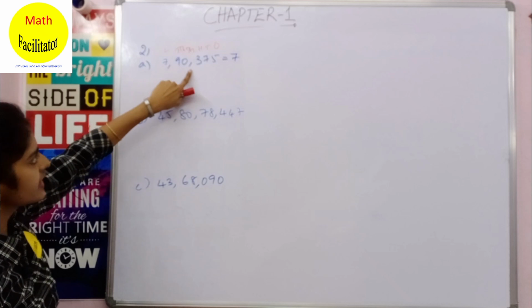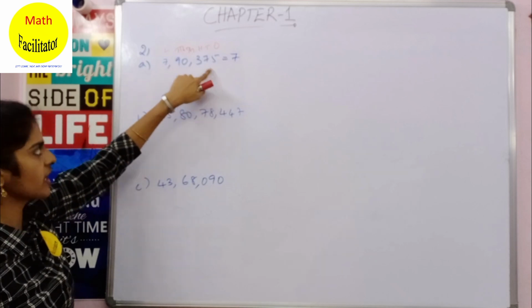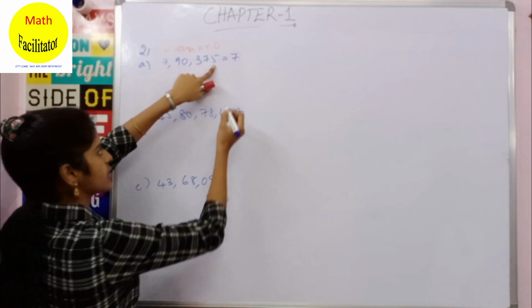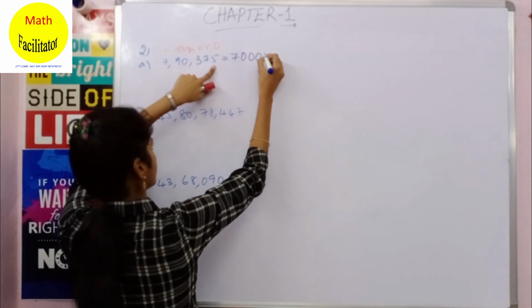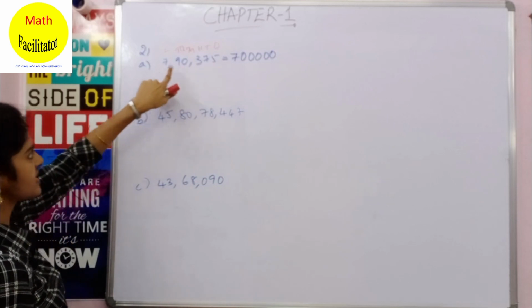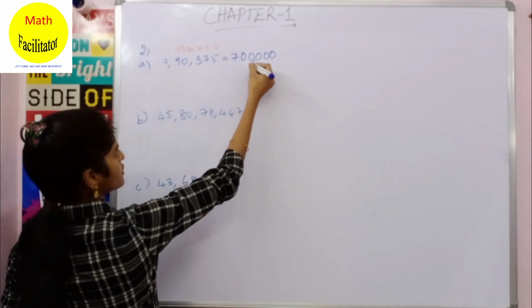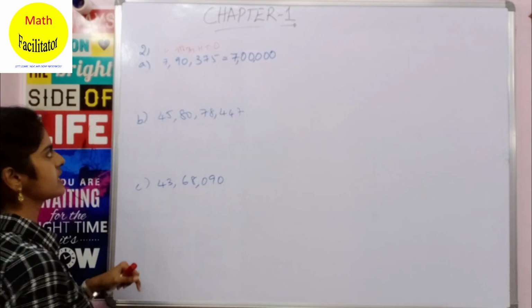Okay, now all the other places you will write zeros. How many zeros will you write? Count 1, 2, 3, 4, 5. So you will write 5 zeros. Clear? So firstly you will write 7. After 7, how many zeros will you write? 5 zeros. Okay, so place the commas.